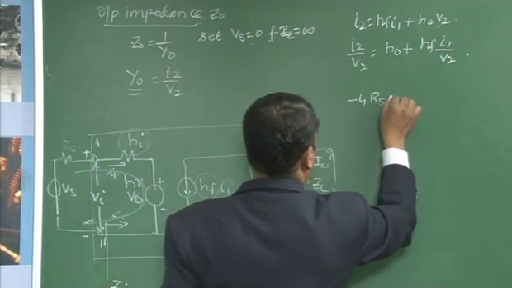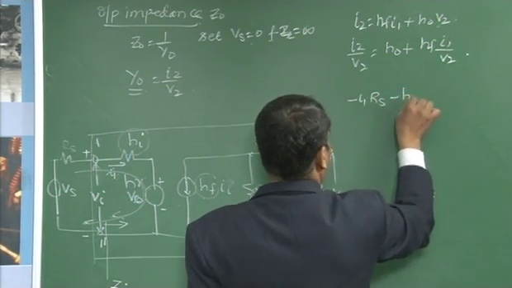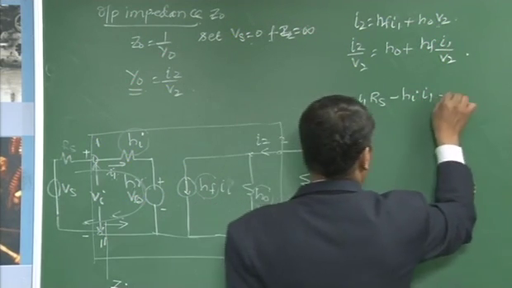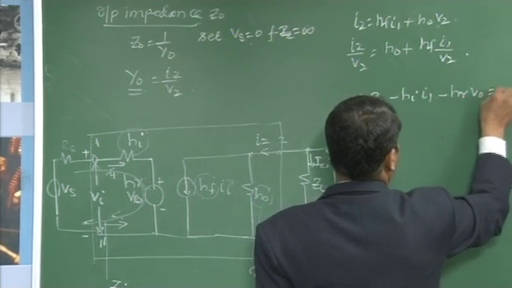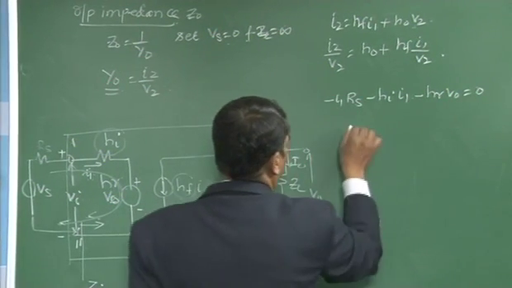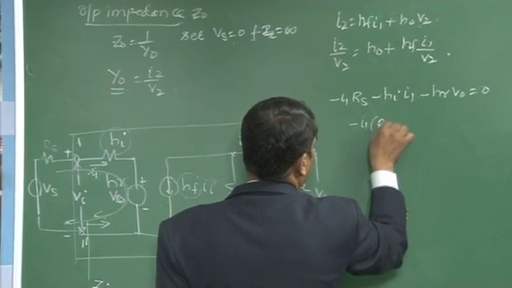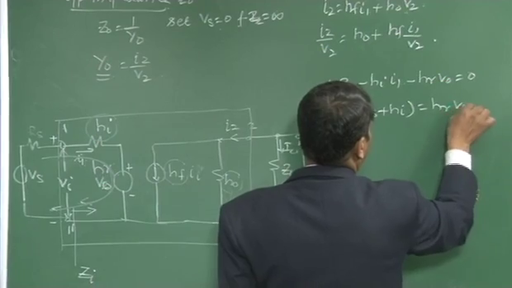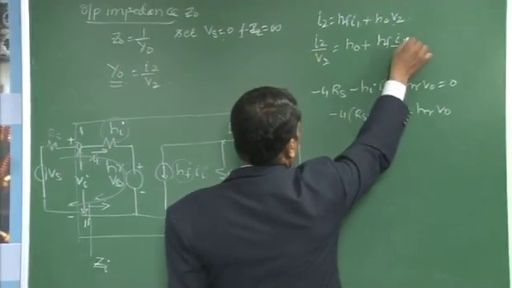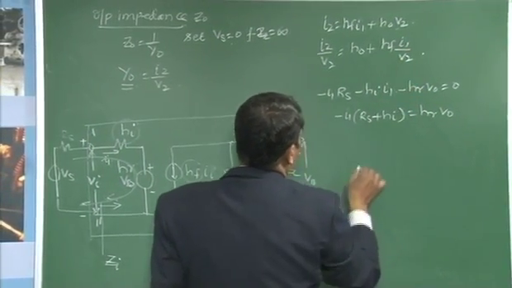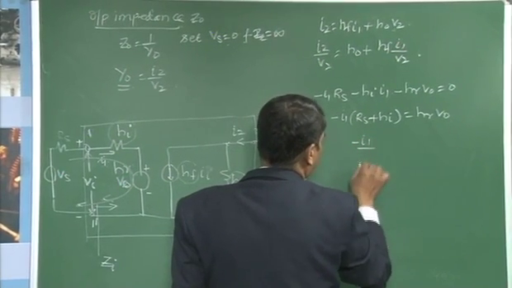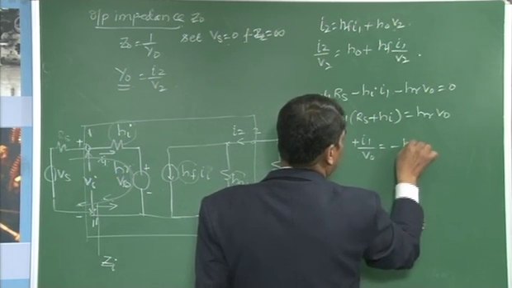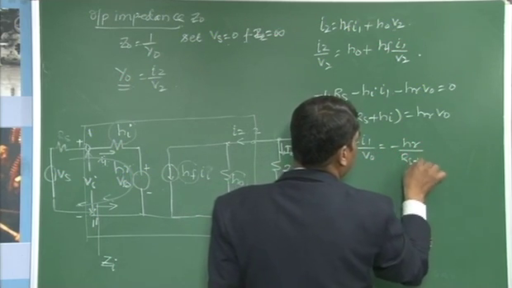Rs minus HI I1 minus HR V0 is equal to 0. This is equal to minus I1 into Rs plus HI is equal to HR V0. We want that I1 by V0 ratio, where this is minus I1 by V0 is equal to minus HR divided by Rs plus HI.